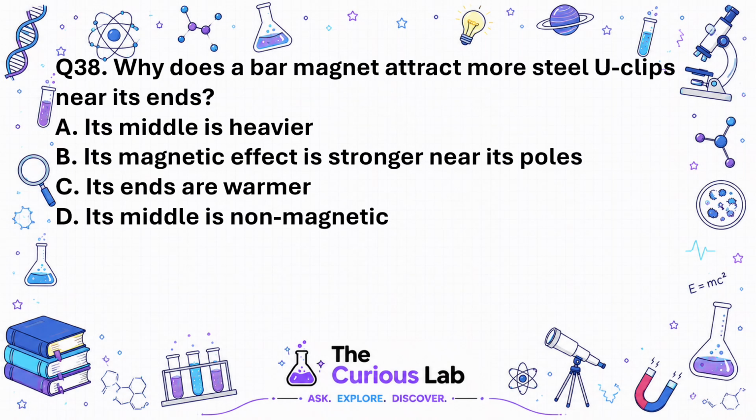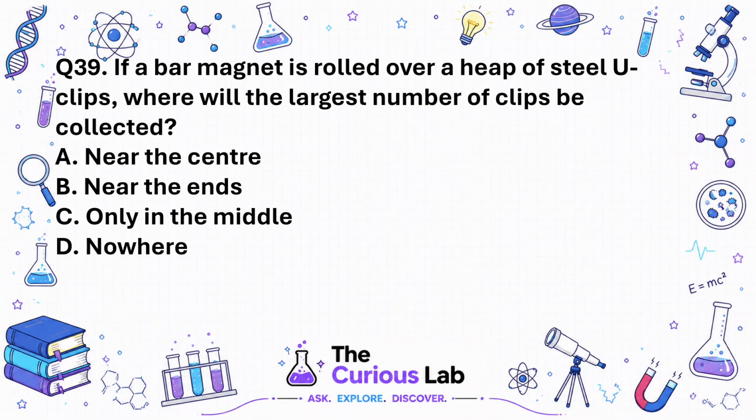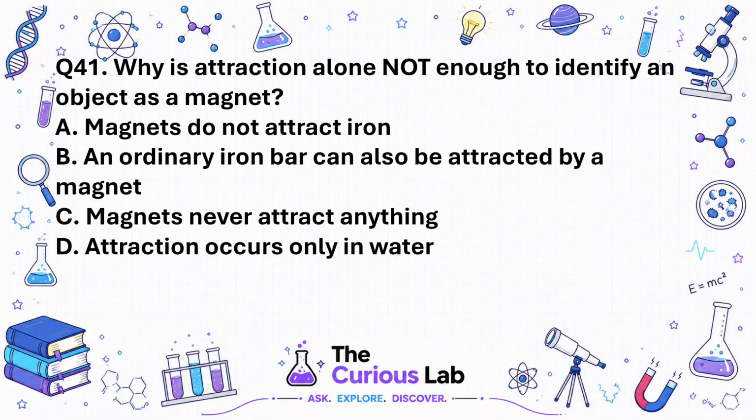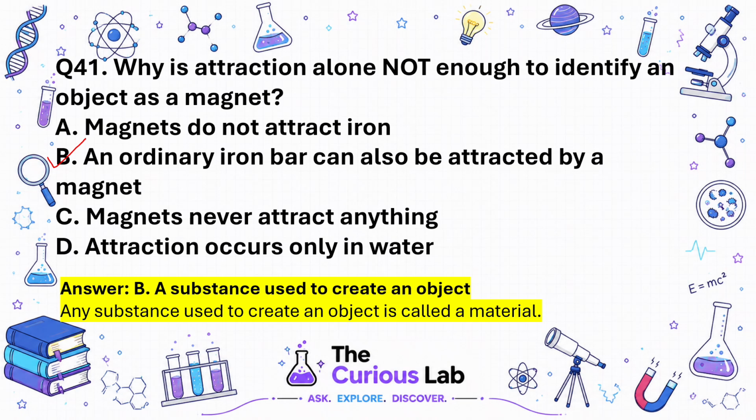Why does a bar magnet attract more steel U-pins near its end? Because its magnetic effect is stronger at its poles. If a bar magnet is rolled over a heap of U clips, where will the largest number of clips be collected? It is near the ends. Three identical metal bars are given. Two are magnets and one is an iron bar. Which property can help us identify magnets? It is repulsion. Why is attraction alone not enough to identify an object as a magnet? Because an ordinary iron bar can also get attracted towards a magnet. So, attraction is not a sure test for finding a magnet.